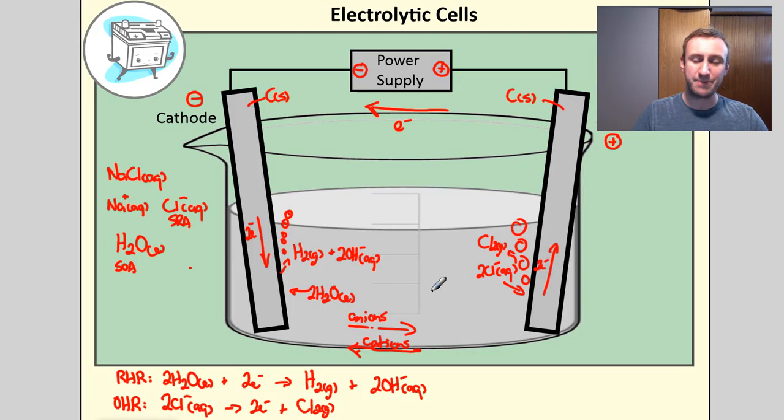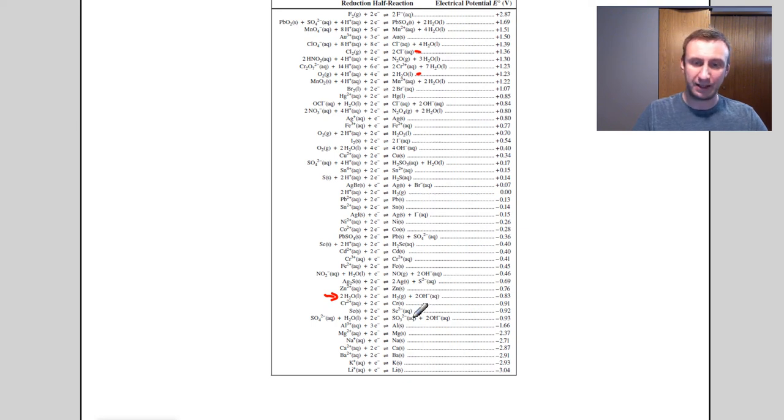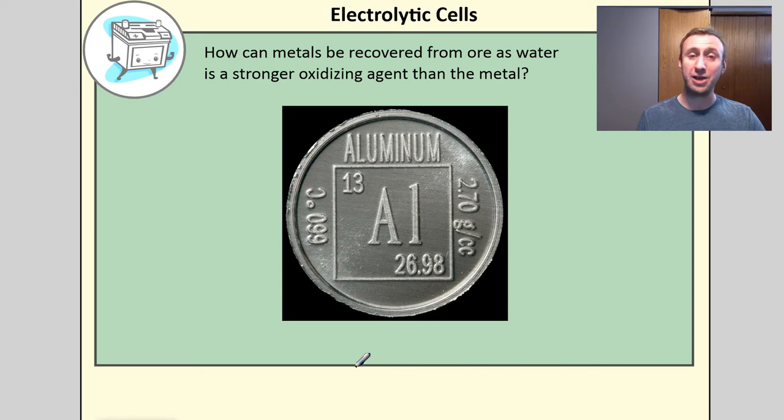If I take a look at many metals, not all metals but many, I have water right here as an SOA, and then all of the ions for aluminum, magnesium, sodium, calcium, barium, potassium, lithium are below that. So I can't have those be the strongest oxidizing agent. How can I reduce those to get the pure metal from ore? The answer is we've got to get rid of the water. So we deal with molten ore, molten compounds, in order to get the reduction of that ion to take place so I can get a pure metal.